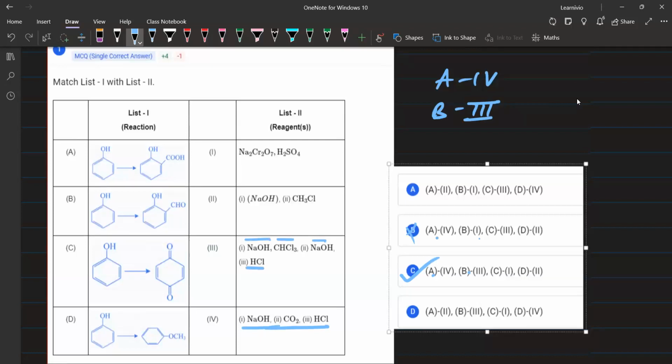Please copy this down. This is oxidation of phenol, so Na2Cr2O7 is the oxidizing agent. It is very similar to K2Cr2O7. Then you have OH and then you have here OCH3, so this is the Williamson ether synthesis. For the Williamson ether synthesis, you will need NaOH and CH3Cl.